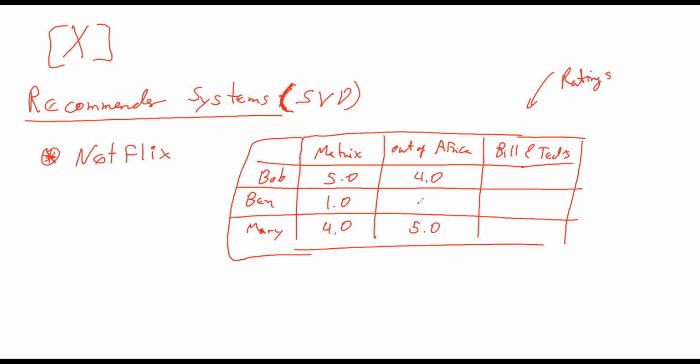Bob also kind of liked Out of Africa. Ben did not like Out of Africa that much, but Ben really likes comedies probably, and so he liked Bill and Ted's Excellent Adventure. Bob sort of likes it, and Mary does not like Bill and Ted's Excellent Adventure, right? And it continues like that.